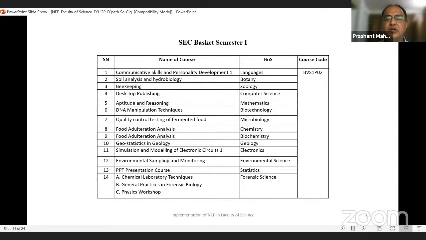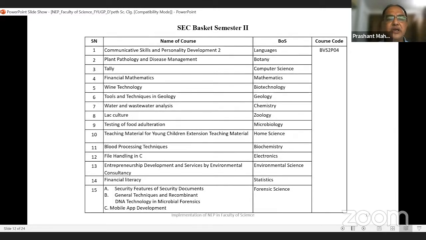Then we have seen the open elective basket. We have seen the skill enhancement basket for semester 1. Let us see the skill enhancement basket semester 2.